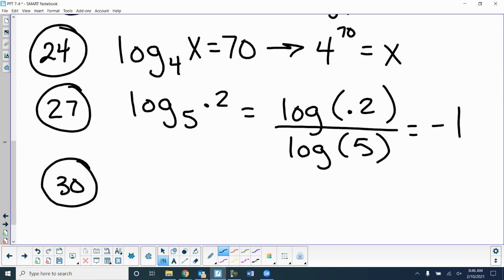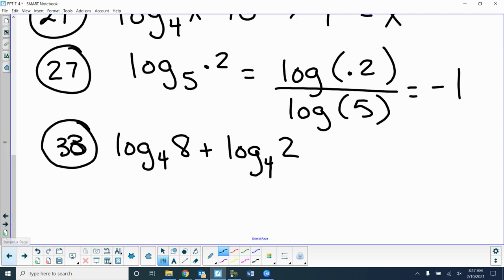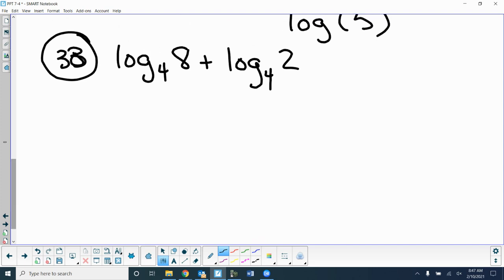So we're down to 33. Okay, we have an addition problem. Log base 4 of 8 plus log base 4 of 2. So what's the property? What's the rule that we learned? How do you make that a single log? Multiply what? 8 and 2, yes.